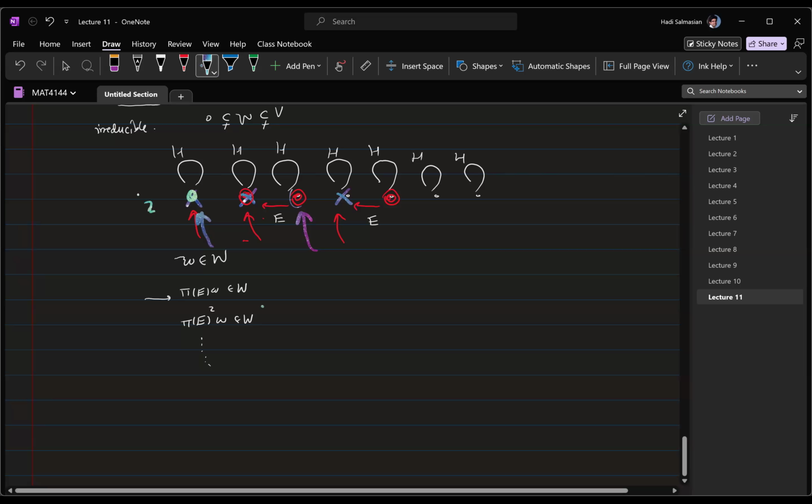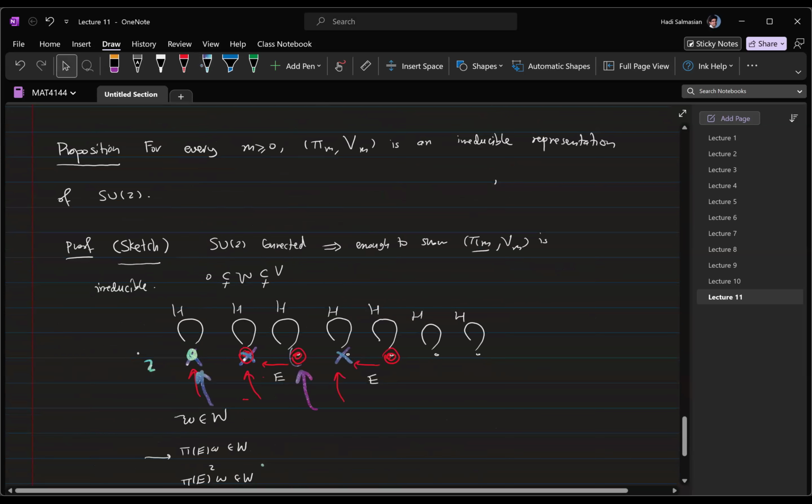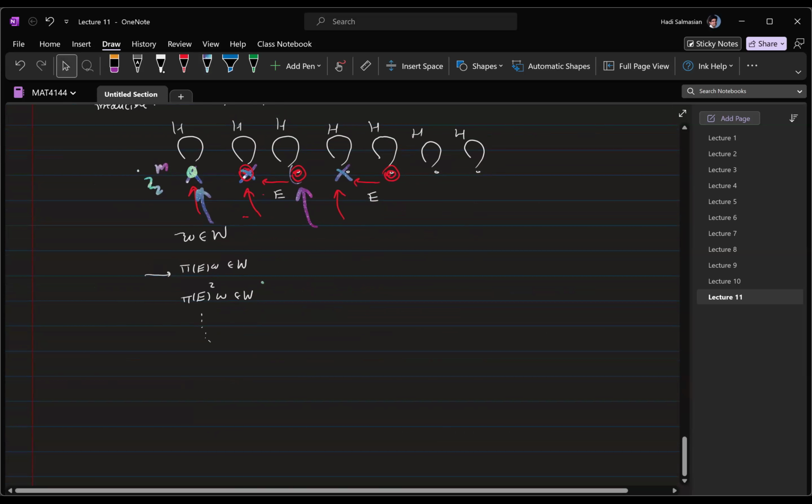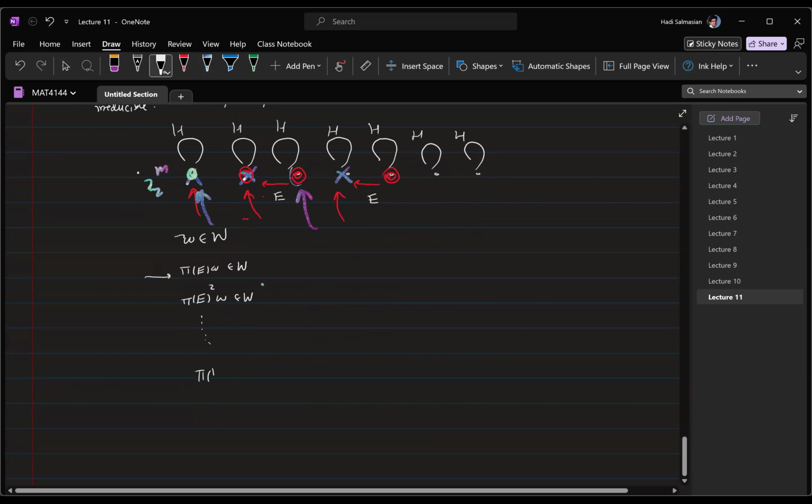Okay? And eventually by pushing this to the left, I can assume that this first vector, which is z2, again I forget, is it z2? Yeah, z2 to the m is in W. It will be some pi E to the power k w, which will be z2 to the m or some scalar multiple of it.